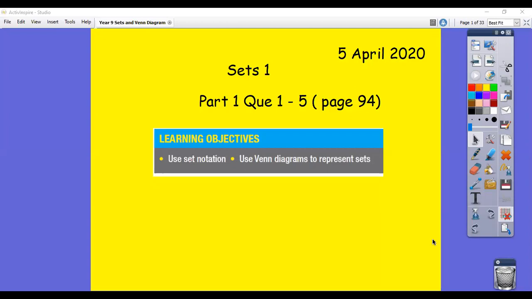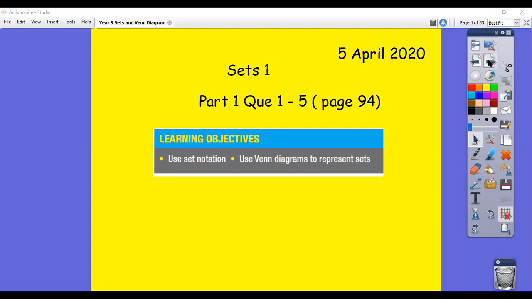We're now moving on to a new chapter, which is Sets Part 1. In today's lesson, we're going to do questions 1 to 5, which is on page 95 of your book. So the title for today is Sets 1, Part 1, questions 1 to 5. The learning intention is to be able to use set notation. And then later on, we'll have a look at using Venn diagrams to represent sets.